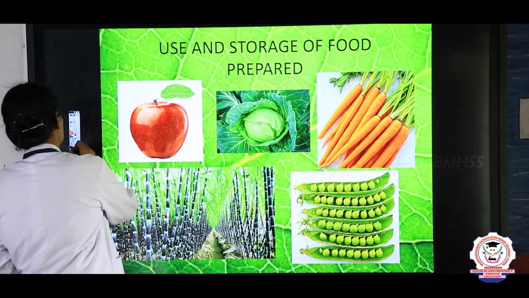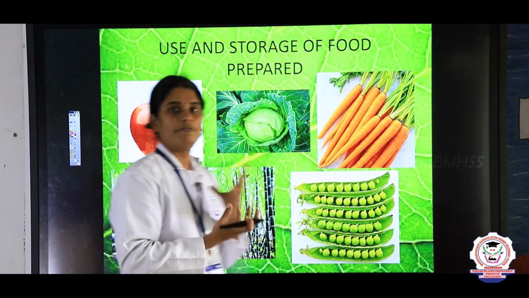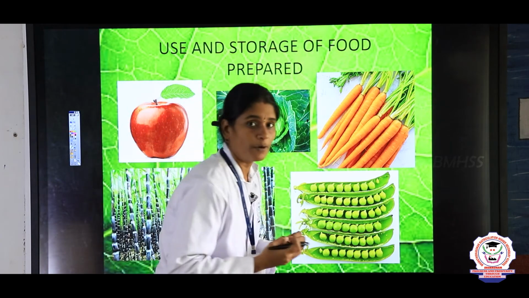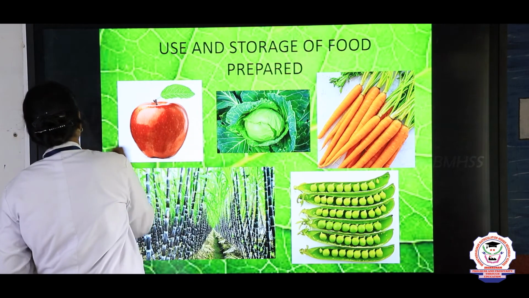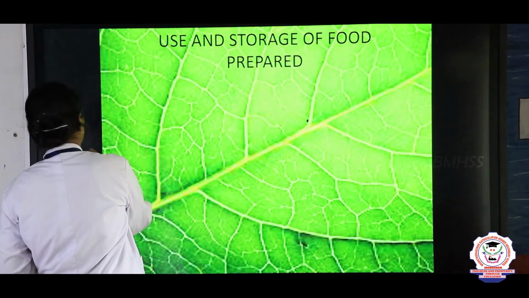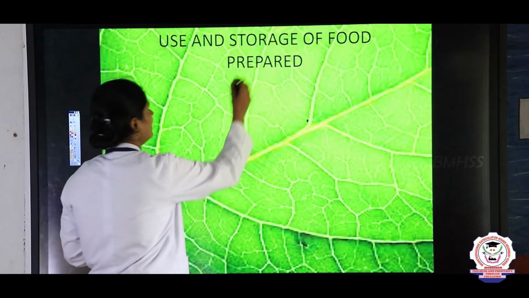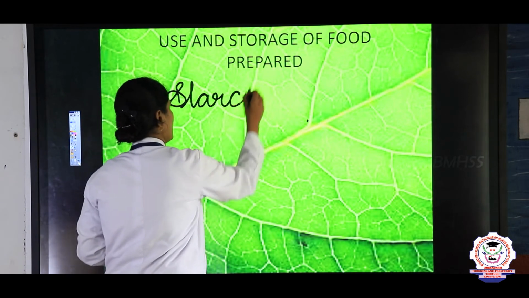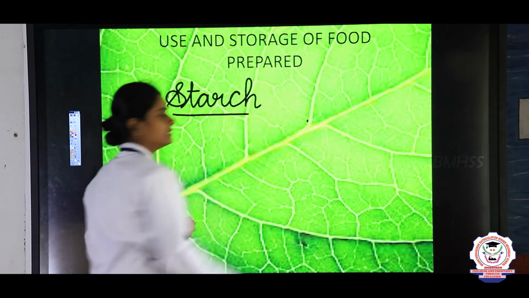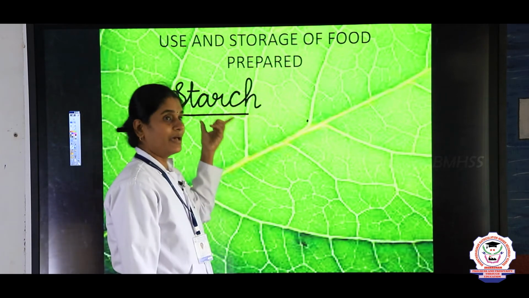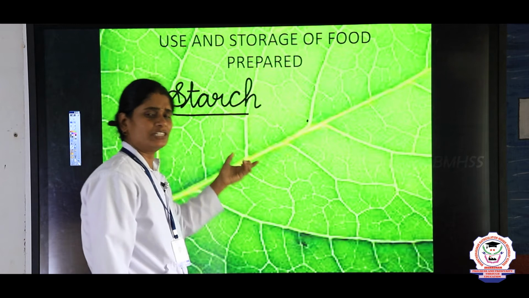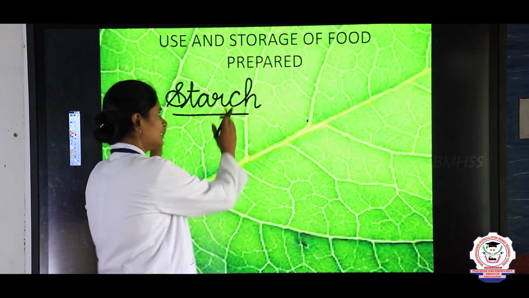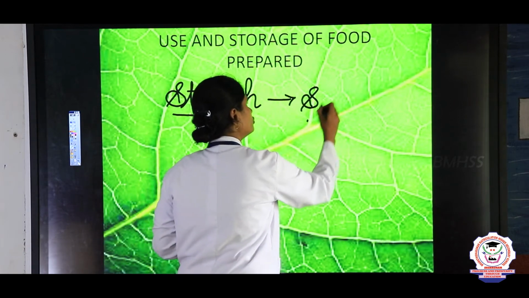Yes. So, now let us see what type of food they store. Mostly the plants prepare their food in the form of starch. So, they prepare the food in the form of starch, right. And when you take up and see the starch, it is full of simple sugars. It is completely made of simple sugars.